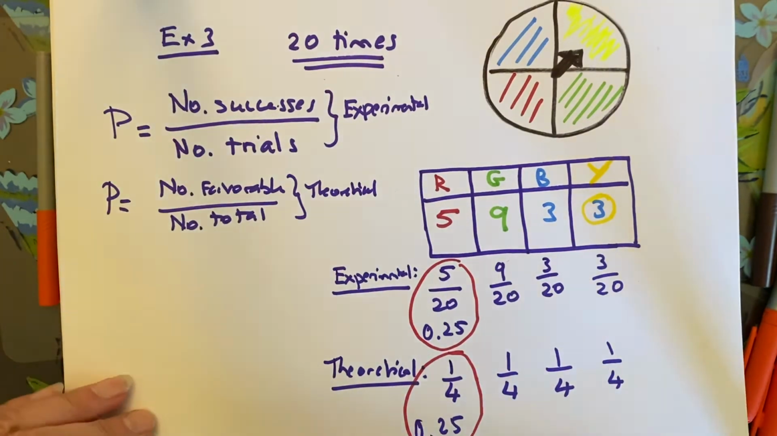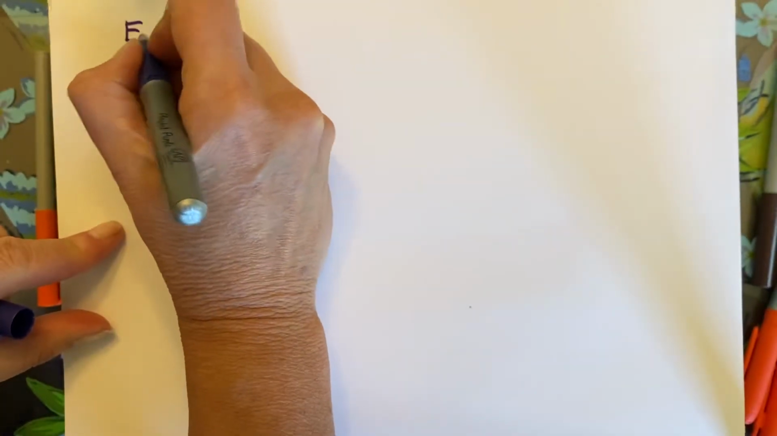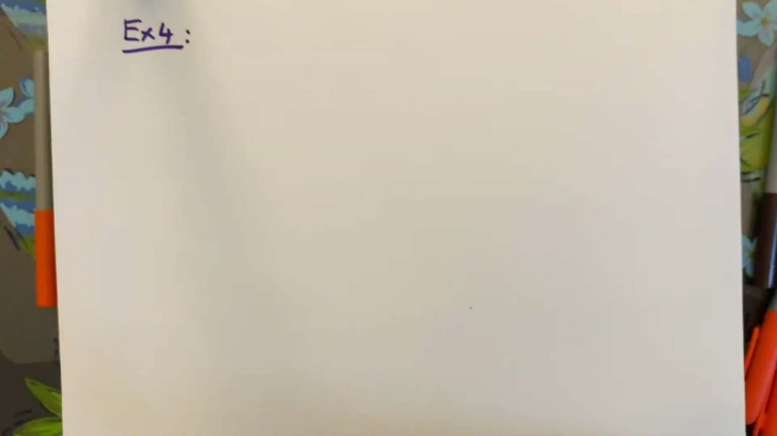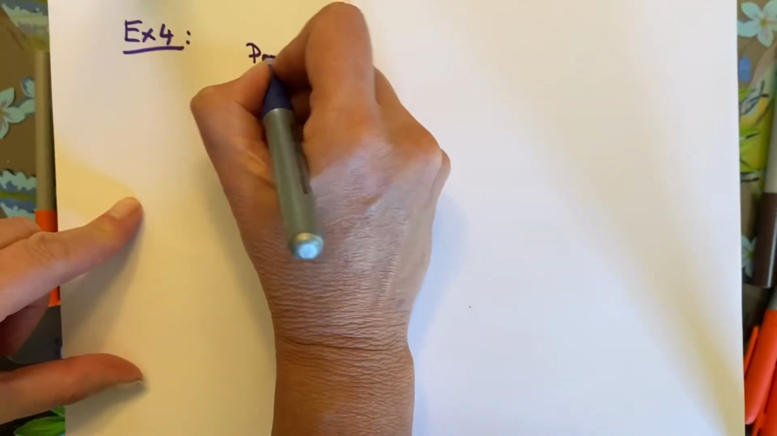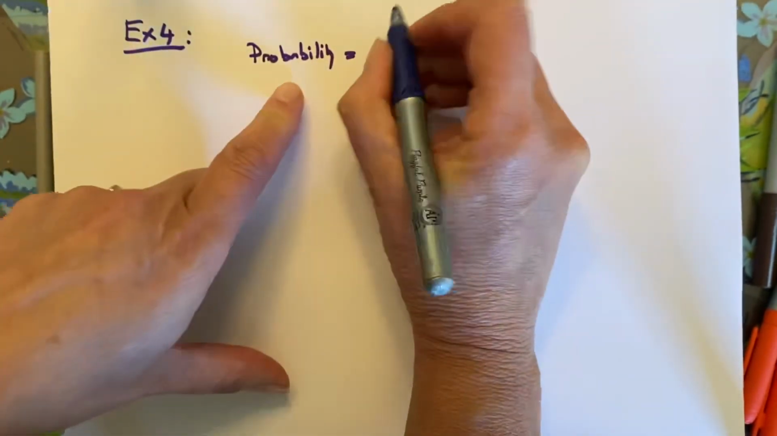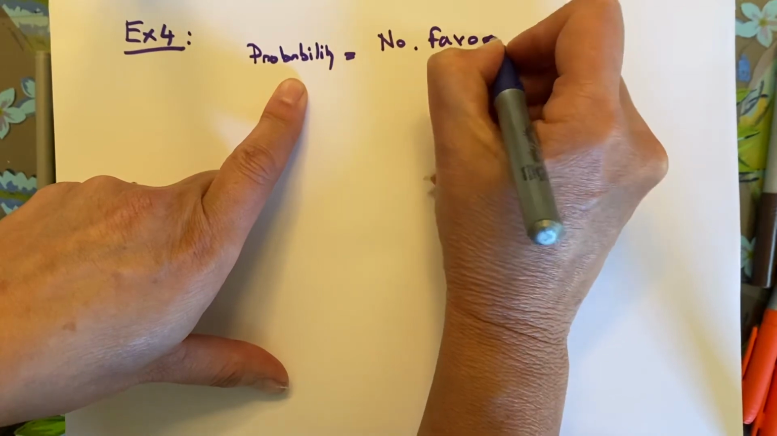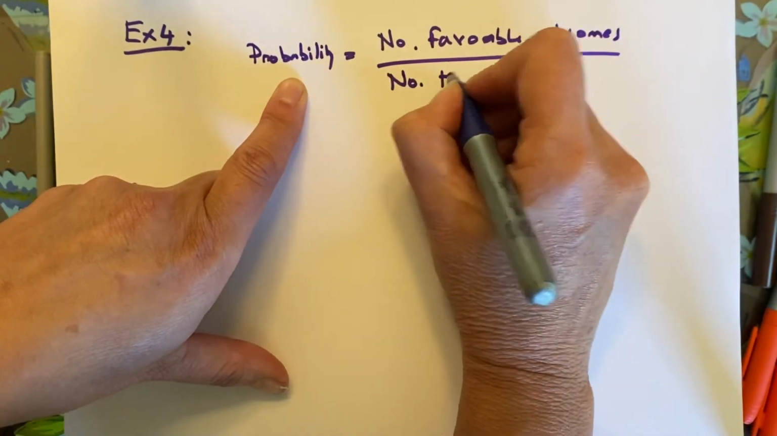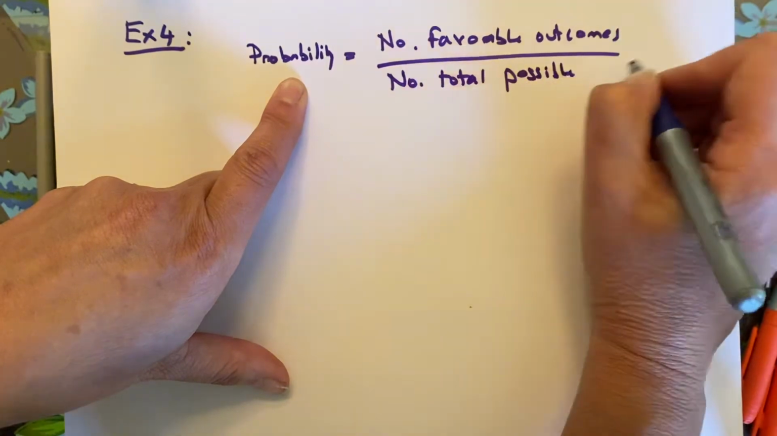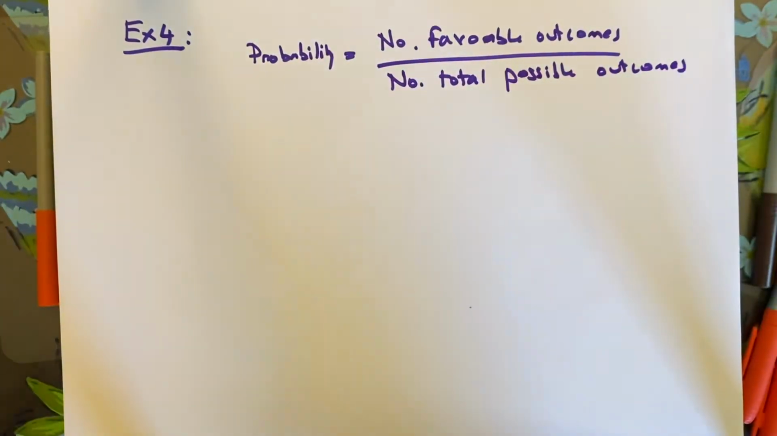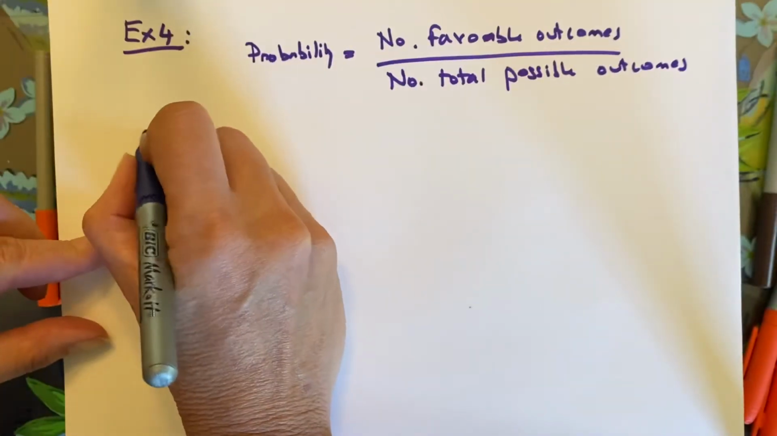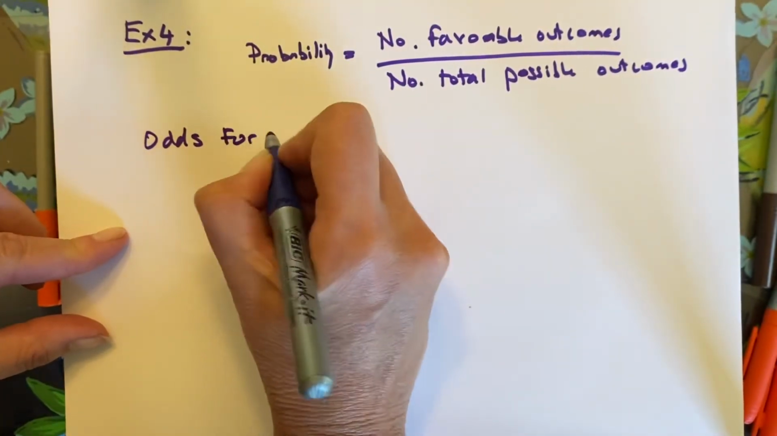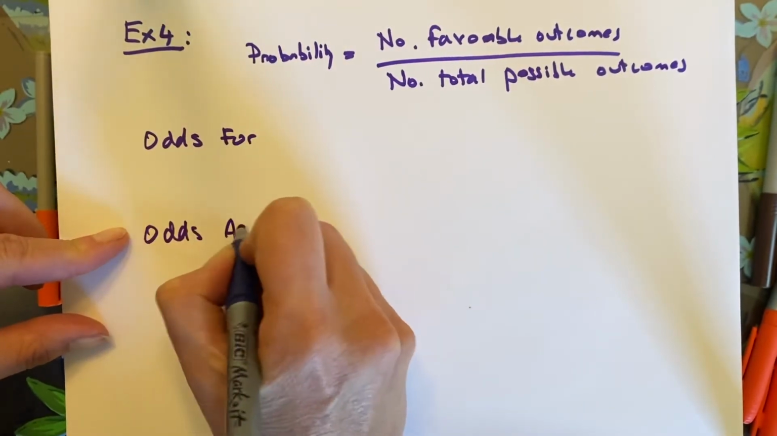And we're gonna finish off doing the last example in the book, which is example 4. And this, to define that, we're gonna talk about odds. Now, odds are slightly different than probability. So the theoretical probability, again, is number of favorable outcomes over number of total possible outcomes. Odds is slightly different. You have two versions of odds. You have odds for, and you have odds against.